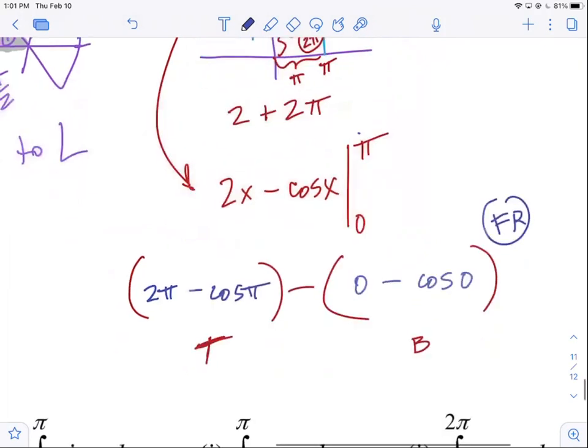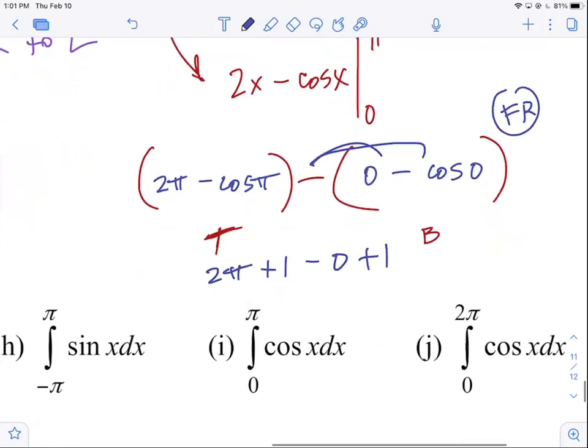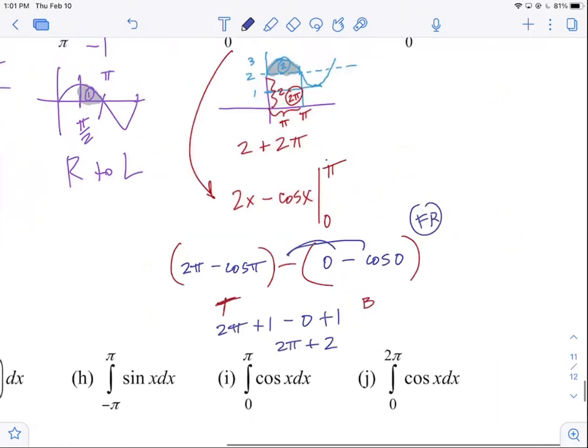But let's verify it. This gives us 2 pi minus cosine of pi. What is cosine of pi? We should probably evaluate it. -1. Cosine of pi is -1, times the -1 that's there makes it +1. And now if I distribute, I get -0, and then I get plus cosine of 0, which is 1. If I add all that up, that's 2 pi plus what? 2. Is that the same as 2 plus 2 pi? It is.